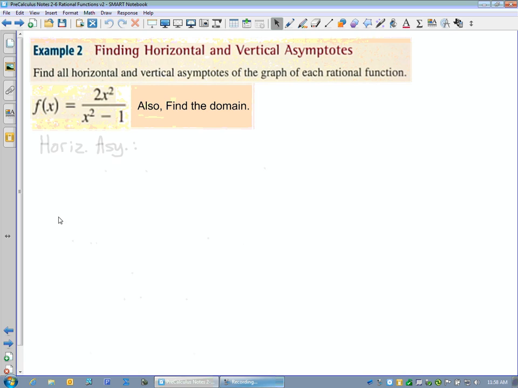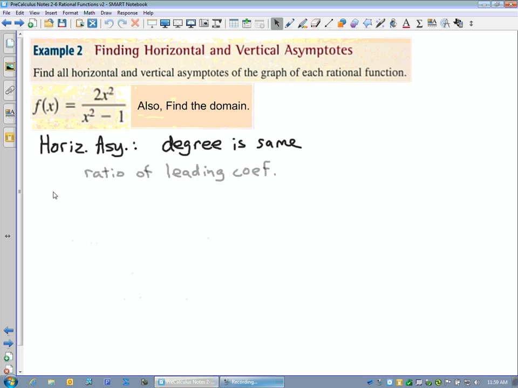So starting with the horizontal asymptotes, we want to compare the degrees. And we notice that the degree is the same for the numerator and denominator. It's both to the second degree. So therefore, we're going to use the idea that it's going to be the ratio of leading coefficients, which would be 2 over 1. Notice there's no number here, so it's assumed to be 1. So the ratio is 2 to 1, of course, which is just 2. Therefore, our horizontal asymptote is y equals 2.